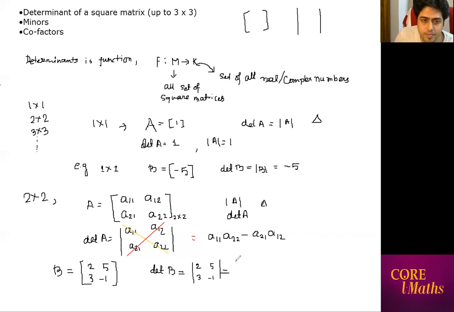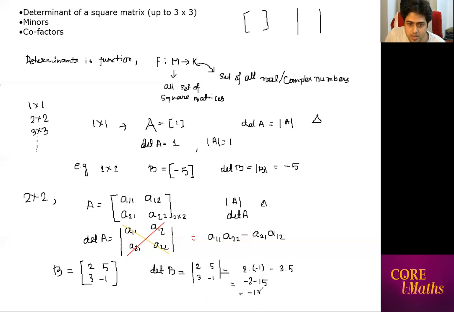Then first take the product of the diagonal where the yellow straight line is: 2 into minus 1, then minus the red portion, that is 3 into 5. So the determinant value of the square matrix B is minus 2 minus 15, that is minus 17. This will be your answer.